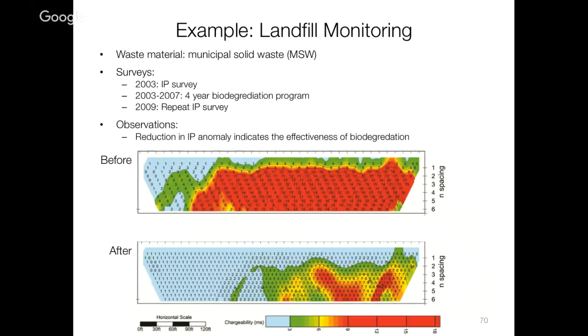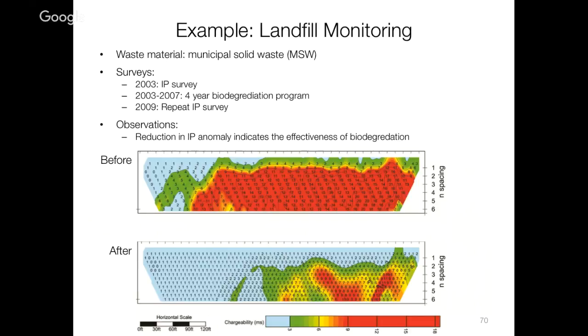This is an interesting case because it has to do with monitoring. So initially, in 2003, there was an IP survey that was done, and this was the IP signature that was obtained. Then the place had to be remediated. So I'm not sure what they did, but they did both air sparging, and I think they were pumping in fluids or something too. Anyway, they did a 4-year bioremediation program. And then in 2009, they repeated the survey, and there's a huge difference here.